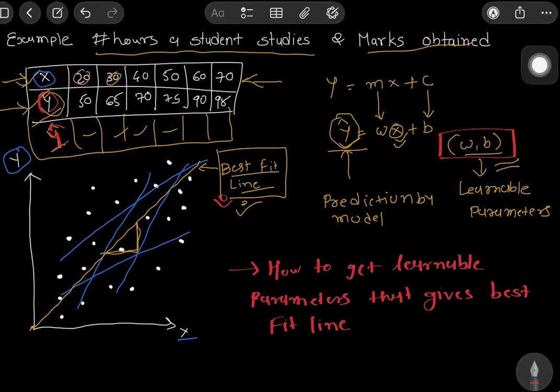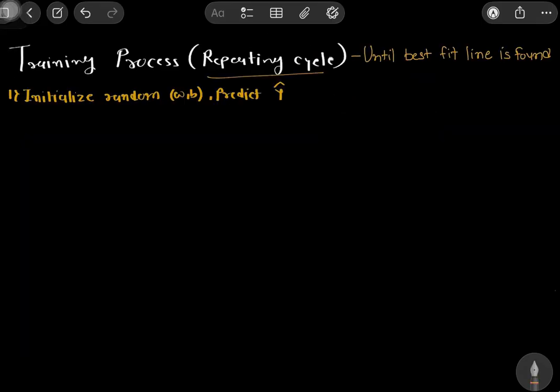But the question is, how do we get this W and B, which are our learnable parameters? We will learn that step by step. Training is the process of finding that best fit line. It is a repeating cycle that we follow until we find the best fit line for our data.